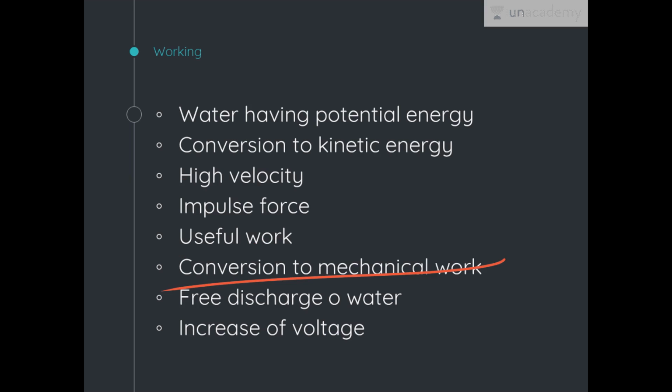After performing work, the water is freely discharged into the tail race. The work produced at the output shaft is used to drive a generator to produce electricity. The electricity is then transmitted to a substation where transformers increase the voltage to allow transmission to homes, offices and factories.